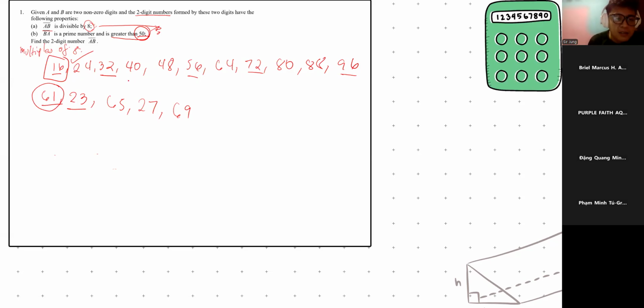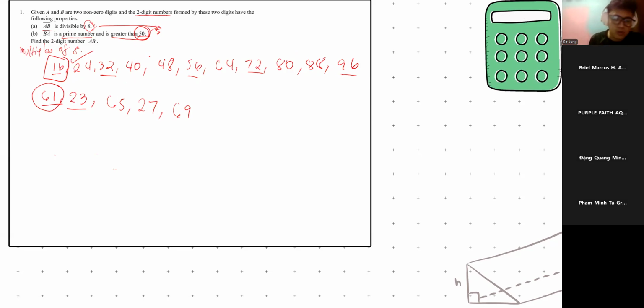16, 24, 32, 96, etc. Okay? Now, the second condition is if we interchange the tens and ones digit, the resulting number should be a prime number and it should be greater than 50. Okay? So if you see the common properties of a prime number, it should be an odd number, right?